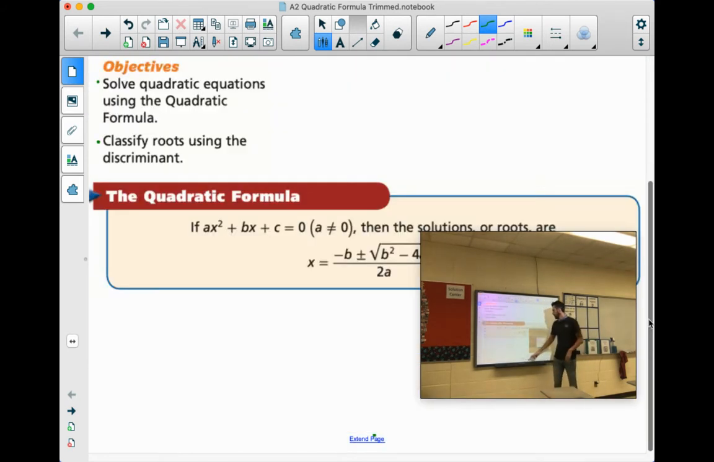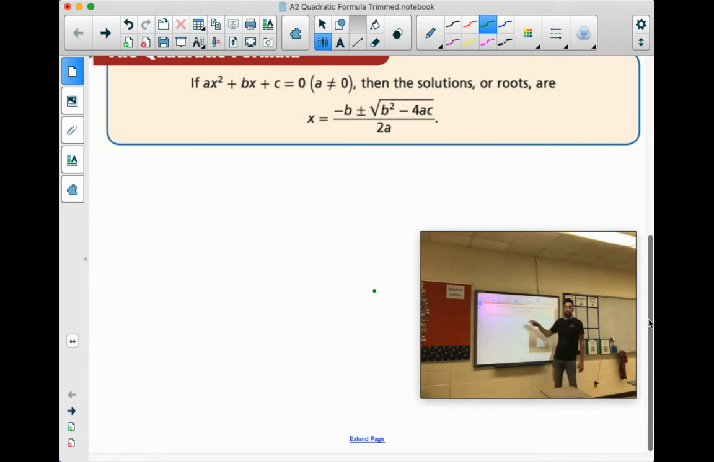Here it is. I don't need to focus too much on this because it's on here. If you want to write it down, you can pause here. You have the opposite of b plus or minus the square root of b squared minus 4ac, all of that over 2a. You get the a, b, and c from whatever's in front of the x squared, whatever's in front of the x, and whatever number doesn't have a variable. It always has to equal 0.